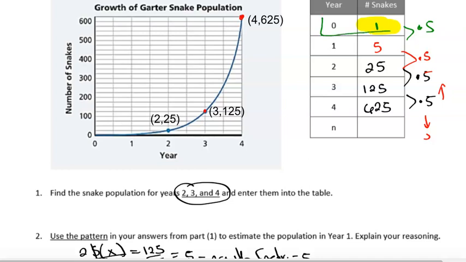So now I know my y-intercept here, and this is my a value in my equation f of x equals a times b to the x. So now I have my a. I know my b, right? My a value is 1, and my b value here is 5. And I'm sure in these next couple of questions they're going to ask me to write an equation, but you have everything you need now to write the equation.